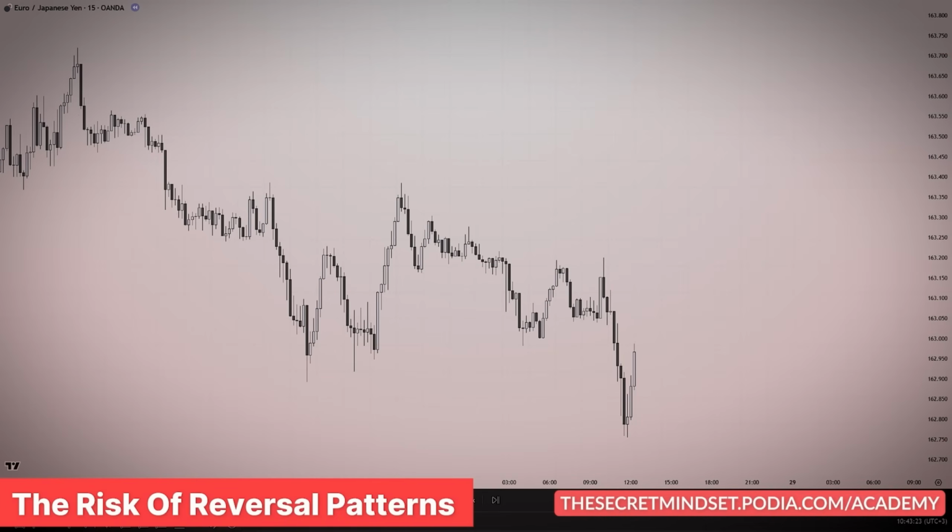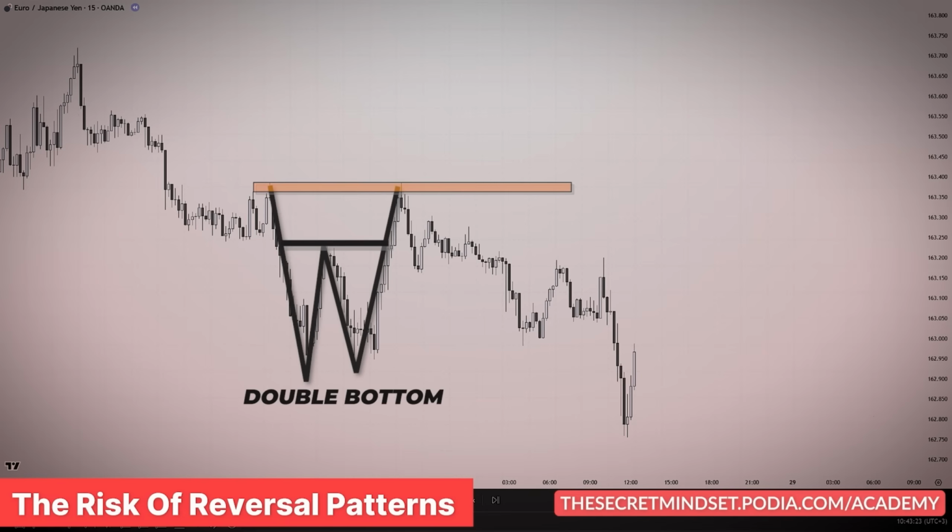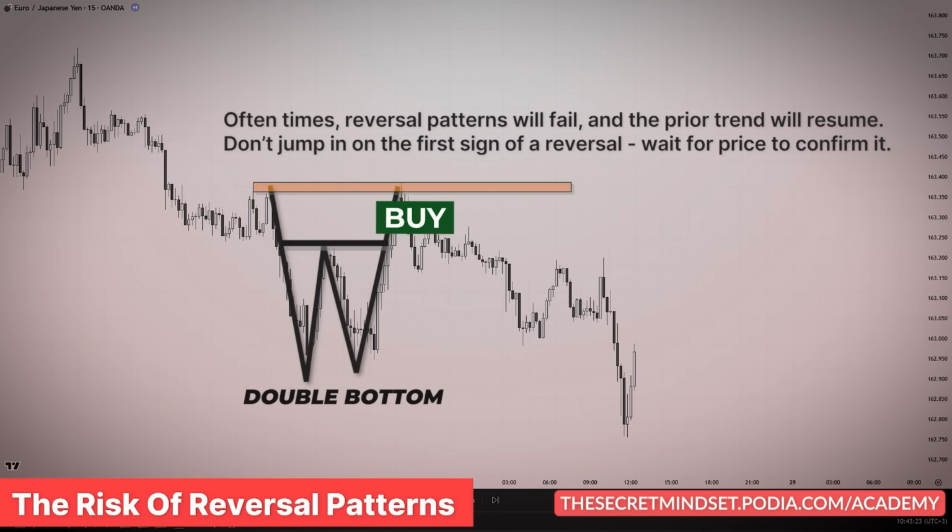When a reversal pattern forms, it's signaling that the trend may be in trouble, but it's not a guarantee. Oftentimes, reversal patterns will fail, and the prior trend will resume. Don't jump in on the first sign of a reversal. Wait for price to confirm it.